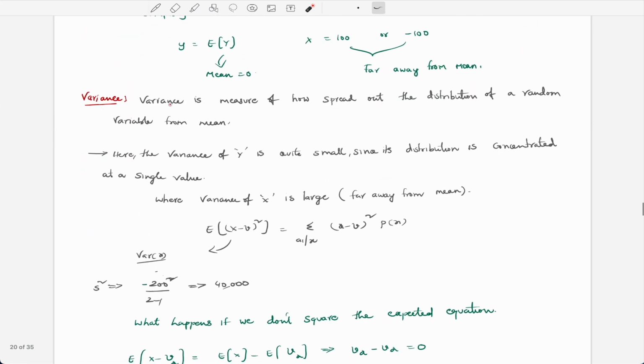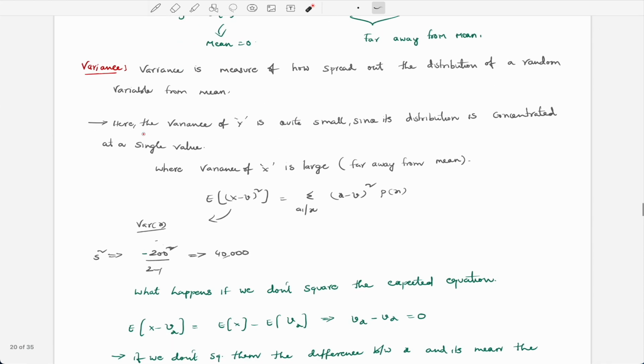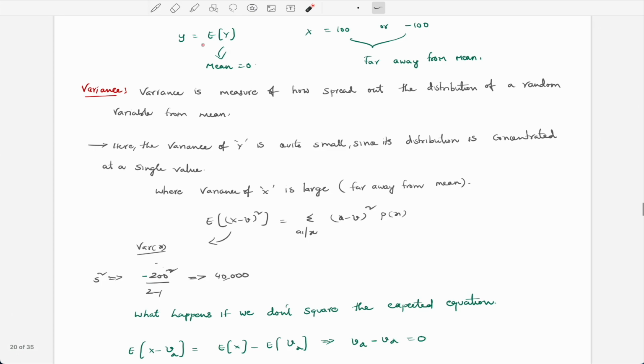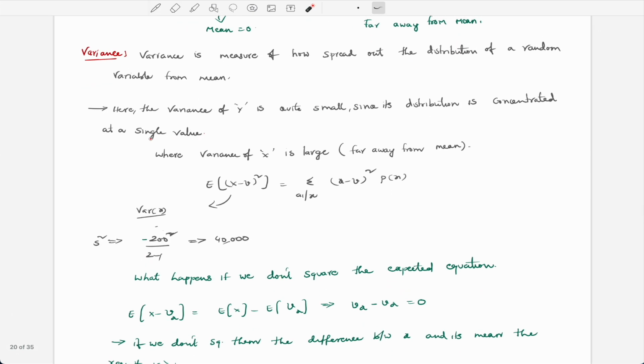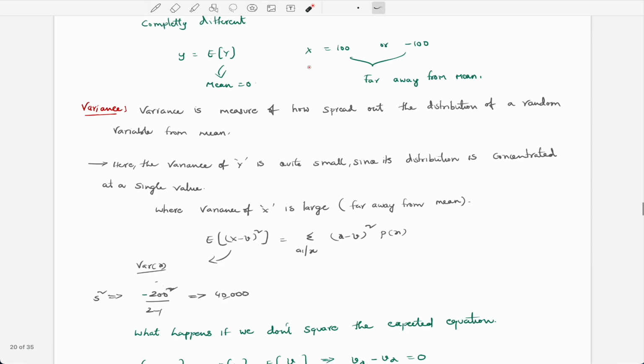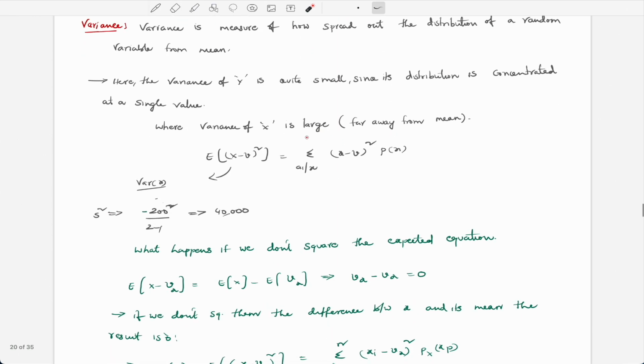Okay, so after that we have seen all these. Here the variance of y is quite small, since the distribution is concentrated on a single value. See, the variance of y is quite small, which is almost 0, right? So this is concentrated on a single value. Where the value of x is large, we have seen x is 100 and -100. These are far away from the mean.